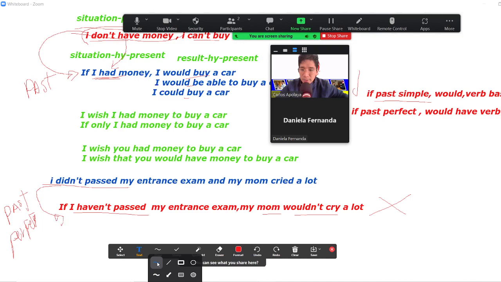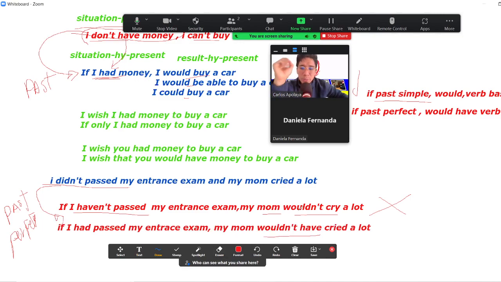Ok. Del mismo modo, tienes que hacer eso. Lo único que tú tienes que hacer es fijarte que tu hecho, ¿en qué tiempo está? Si está en pasado o está en presente. Si está en presente, lo pones en pasado. Si está en pasado, lo pones en pasado perfecto. Ahora, si mi situación está en negativo, lo pongo en afirmativo. Y lo único que tienes que recordar es que con el past va would, verbo en forma base, y con el past perfect, would have, verbo en past participle.